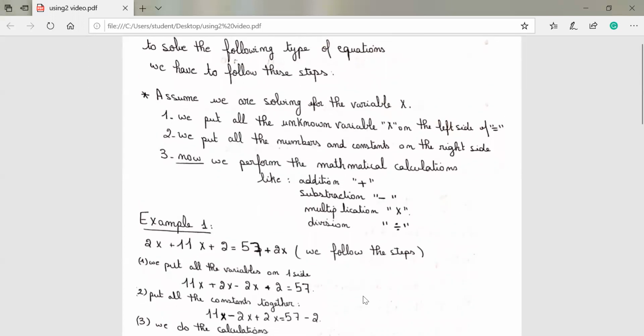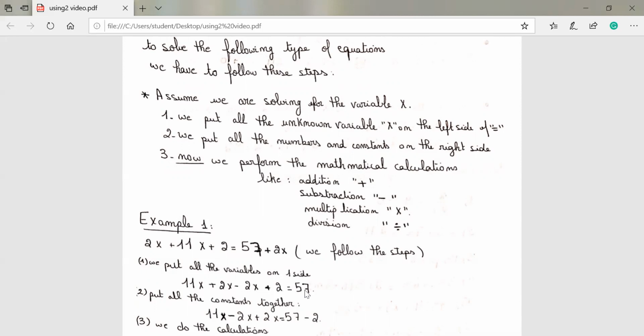I'm going to start with example number 1. We have 11x plus 2 equal to 57 plus 2x. As I said before, we have to follow the steps. So our first step, we have to put all the variables on one side. As you can see, we already have 11x on the left side, but we have plus 2x on the other side, so we subtract 2x from the two sides. So we're going to have 11x plus 2 minus 2x equal to 57. Now we have all the variables on the left side.